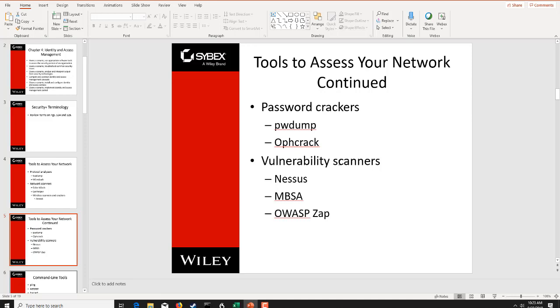OWASP ZAP is free. You can download that and use it for web applications. Others that will work as an attack proxy, such as Burp Suite, are also good to know. And then there are commercial ones, Nexpose by Rapid7, Retina, and others are really good as well. Get used to using vulnerability scanners. Don't just rely on one. Rely on several. And there are also others that are out there that are completely online that you can use as well.